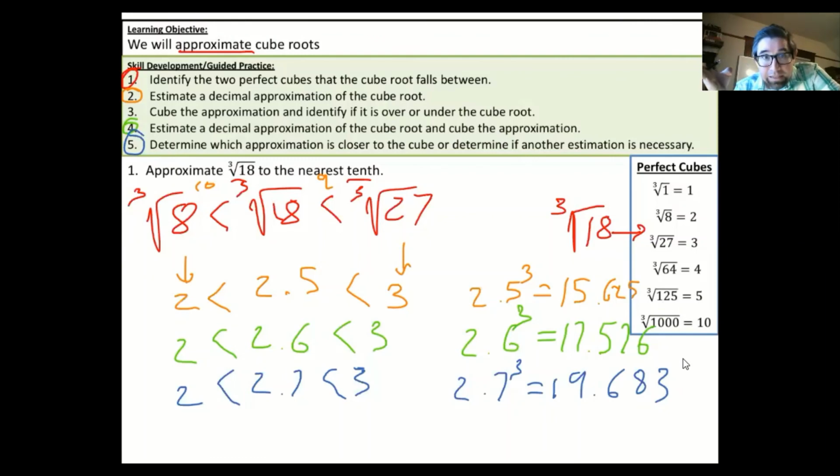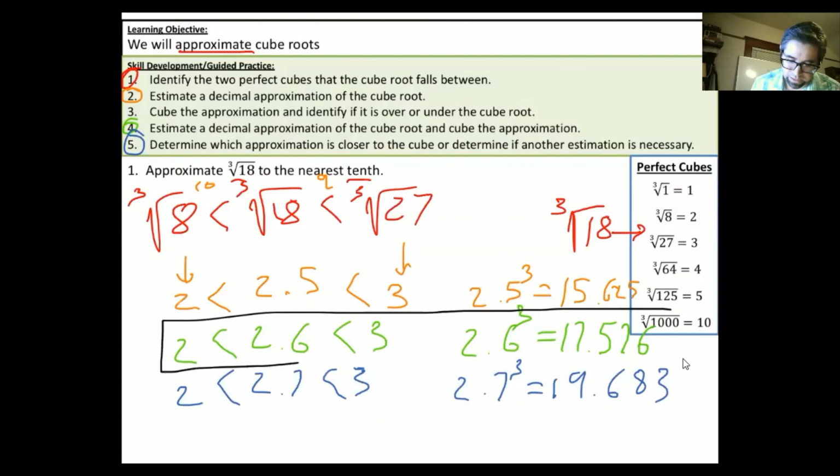17.576 is only 0.424 away. And for my 19.683, the difference between that and 18 is going to be 1.683. That one is definitely farther away. So my correct estimate is right here in the middle, this 2.6.